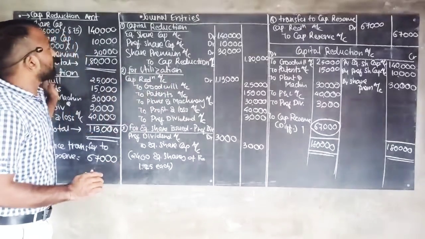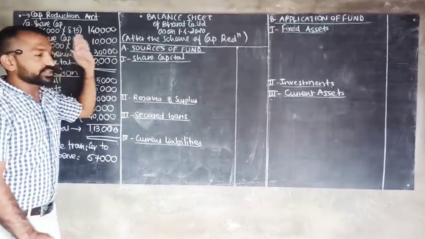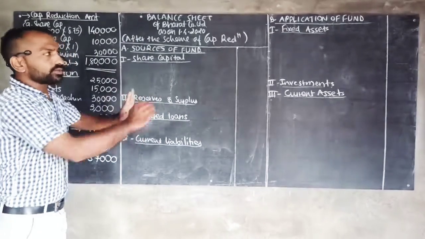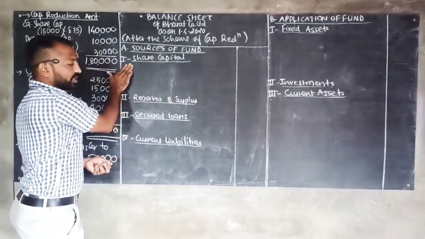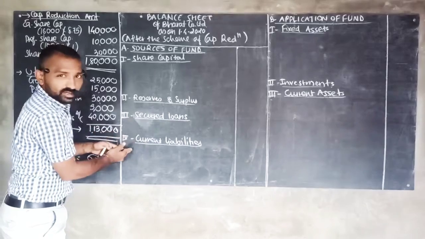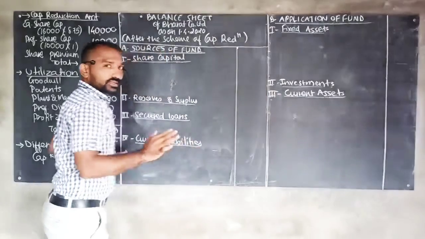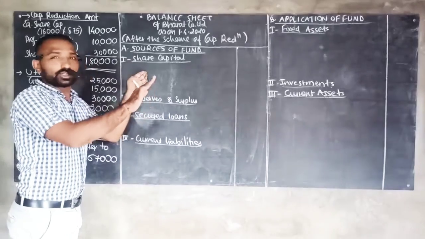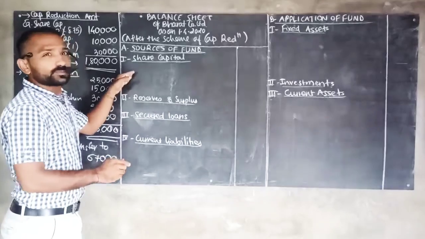Clear? So let's prepare the balance sheet. This is simply a format of balance sheet. After journal entries and capital reduction account, we are supposed to prepare the balance sheet. On the liability side, this is sources of fund: share capital, reserves and surplus, secured loans and current liabilities. On asset side, that is application of fund: fixed asset, investment and current asset. Clear? Now what we have to do? We have to look at the previous balance sheet and give the effect in the new revised balance sheet.